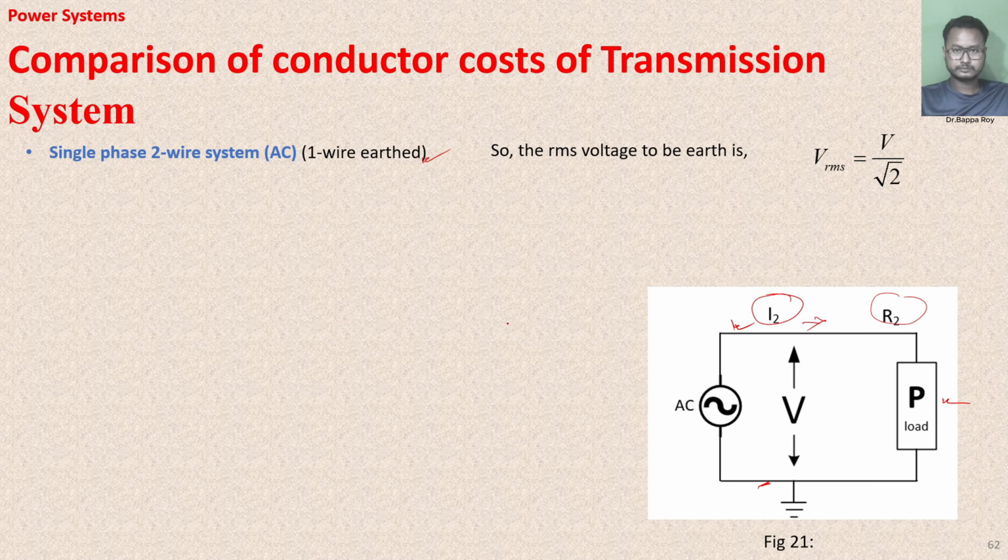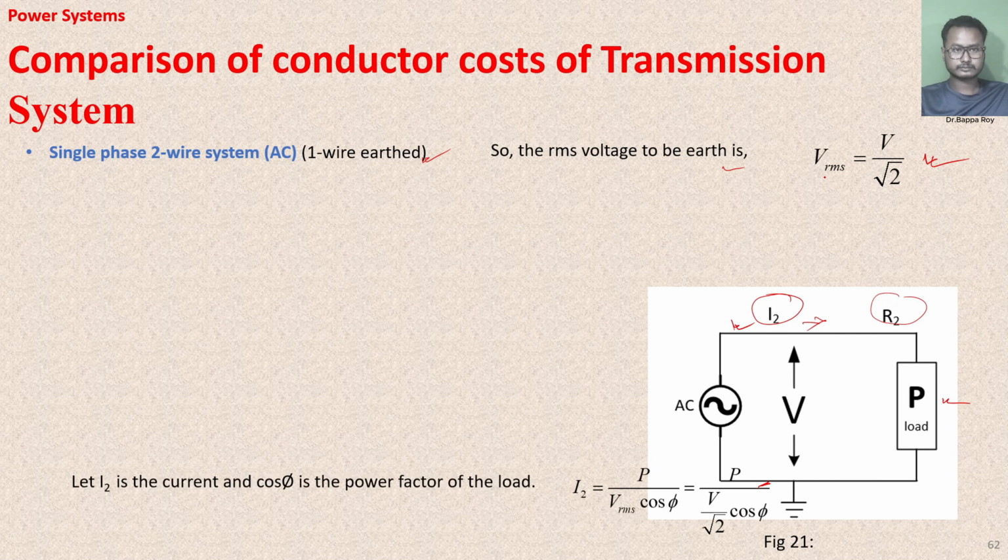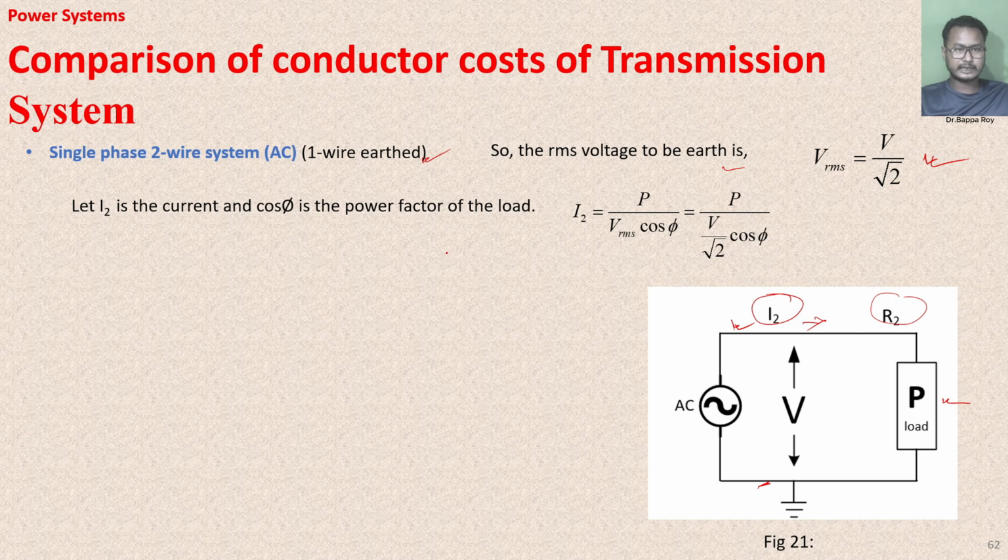So the RMS voltage to earth is VRMS equal to V by root 2. This is the formula for AC. Let I2 be the current flowing through it, and cos phi is the power factor of the load. I think you know it or not. We'll come to the power factor in detail in the next lecture.